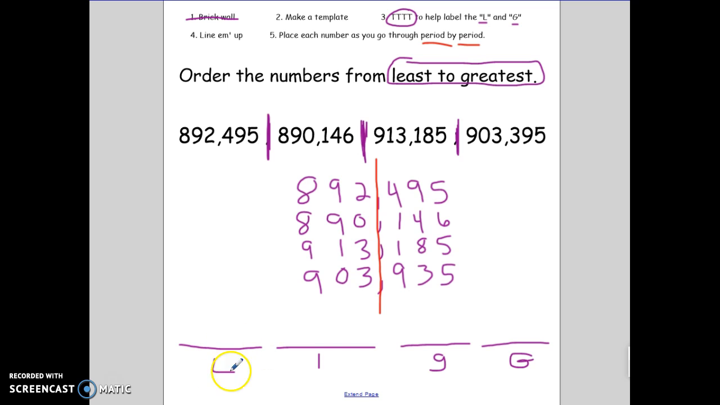I'm either trying to find the least number or the greatest number. So I have 892, 890, 913, and 903. And what I notice is all of them are different. So this is actually going to be as far as I need to go.